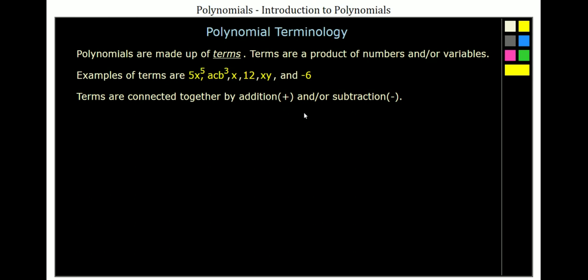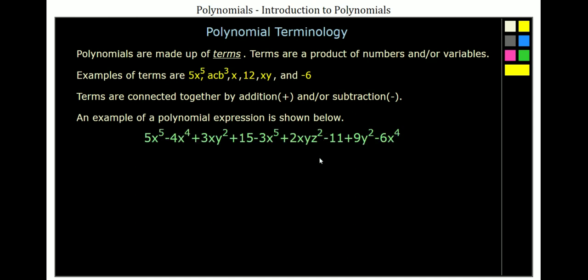We connect the terms together with addition or subtraction, and we get a polynomial. Here's an example of a polynomial. Each one of these pieces is a term. This complicated one has 3 variables in it. Importantly, the term also contains the number in front of it to the left and that sign. So this term here is negative 6x to the fourth. Don't forget those minuses. This term here is minus 4x to the fourth.